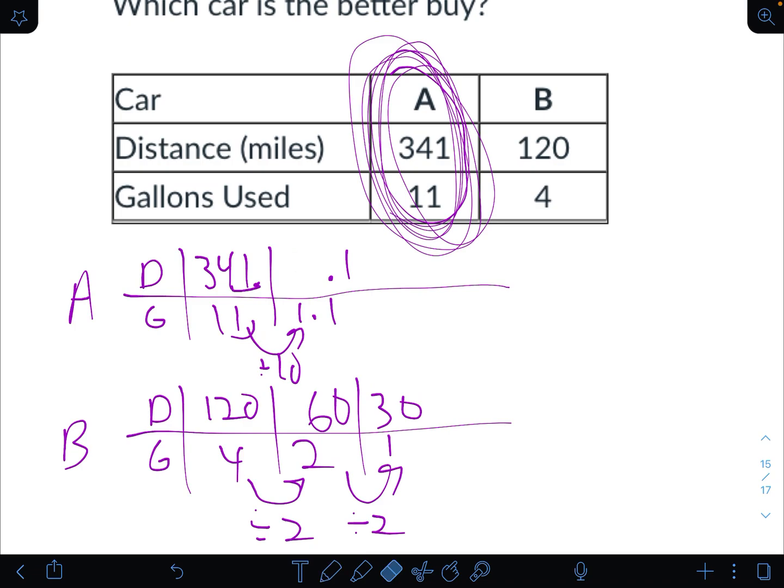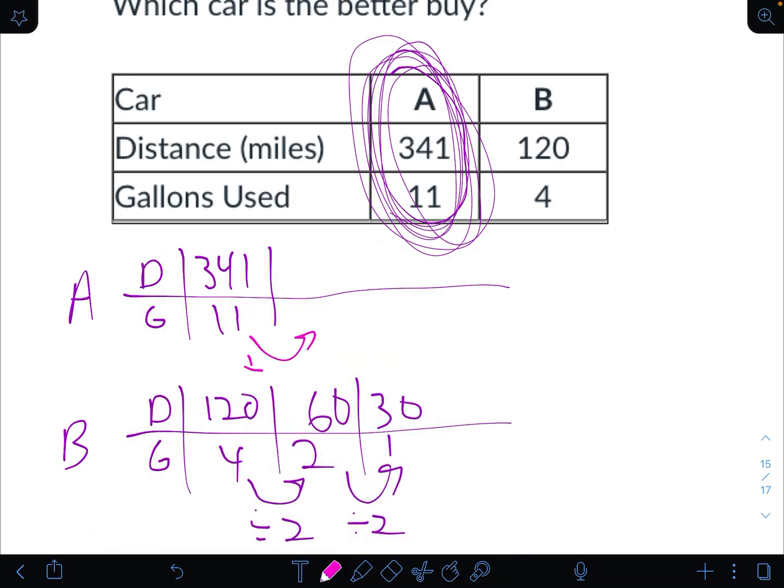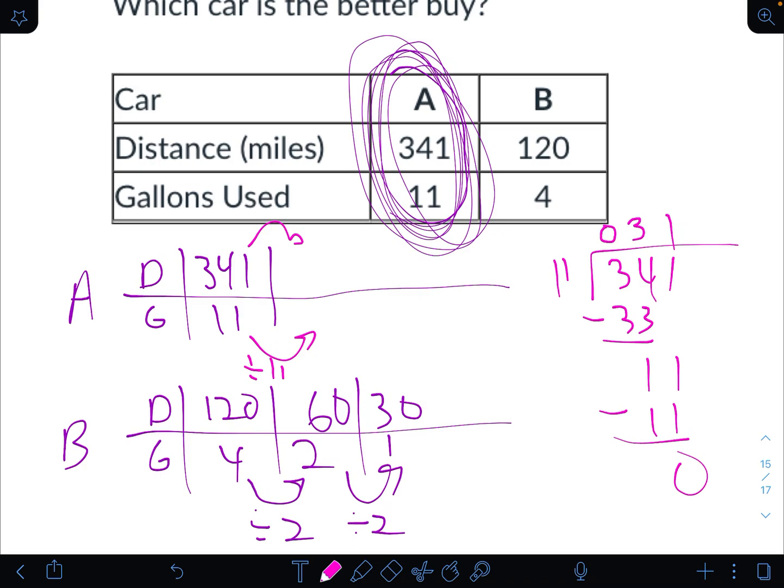Well, if that's the case, then let us divide by 11. So, going to divide by 11 here and up here. So 11 into 341. Doesn't go into 3 evenly, it goes into 34 3 times. Subtract that, you get a 1, 11. 31. So 31 miles in 1 gallon. Oh man, that's close. That is close. But hey, car A's got it.